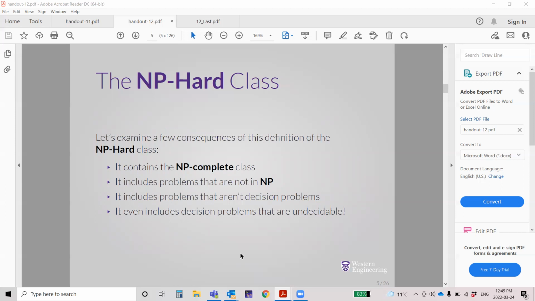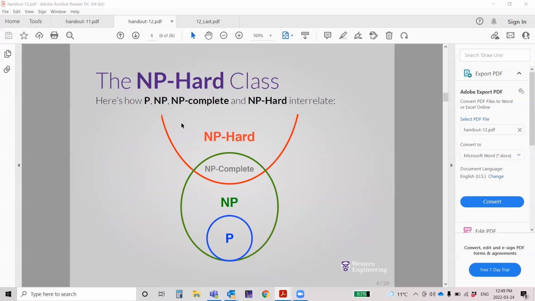Okay. So in this graph, we have P, NP, and NP-complete, which we said is the hardest part of NP, and it is part of NP-hard, and there is NP-hard, which is harder than NP-complete. Clear till here? Questions?